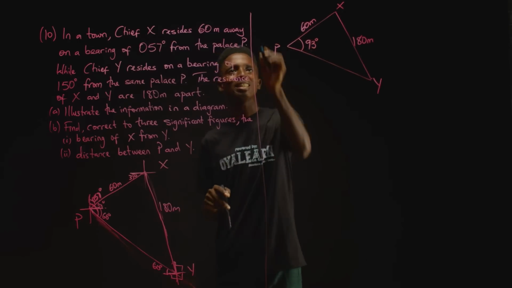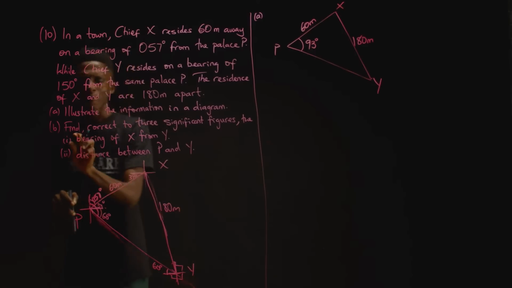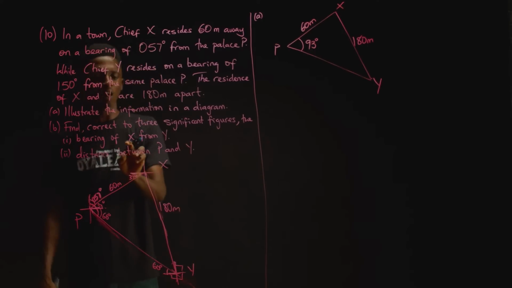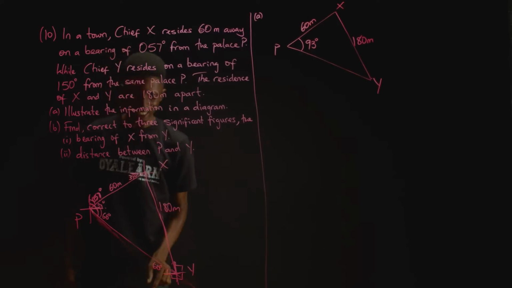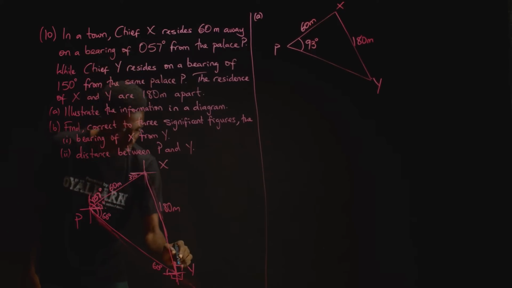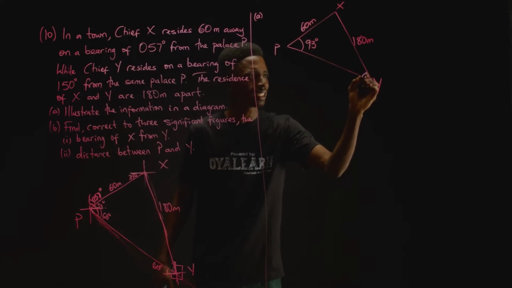We have illustrated this in a diagram. Now B says, find correct to three significant figures the bearing of X from Y. That is, we're going to start from Y and find the bearing of X. That is, we are looking for the whole of this angle. We first need this angle here, right?